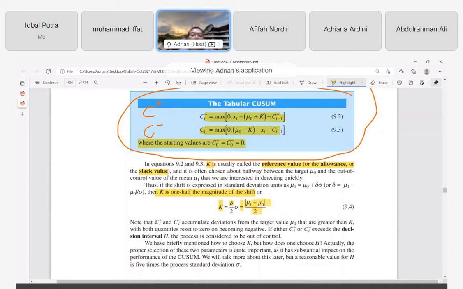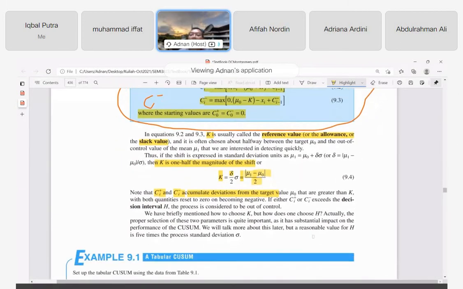The C plus and C minus are the accumulated deviations from the target. We see here that C plus and C minus are cumulative, where the target is mu naught, and the deviations are greater than K. Both quantities will be reset to 0 on becoming negative. If either C plus or C minus exceeds the decision interval, we use H as the decision interval. Remember, we have K and we have H in the QSUM chart.